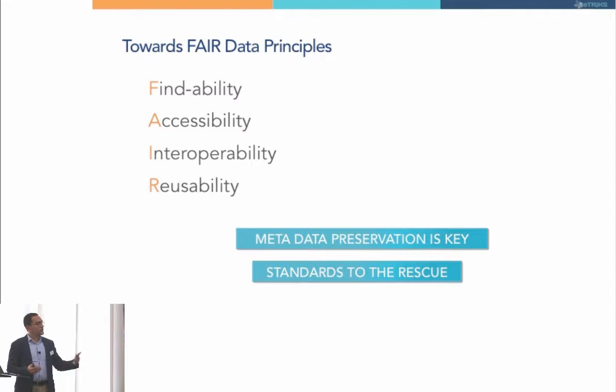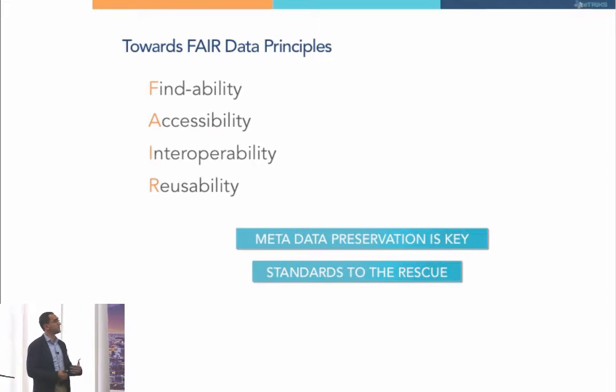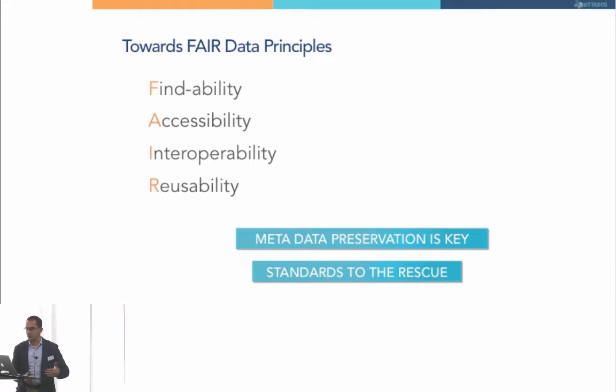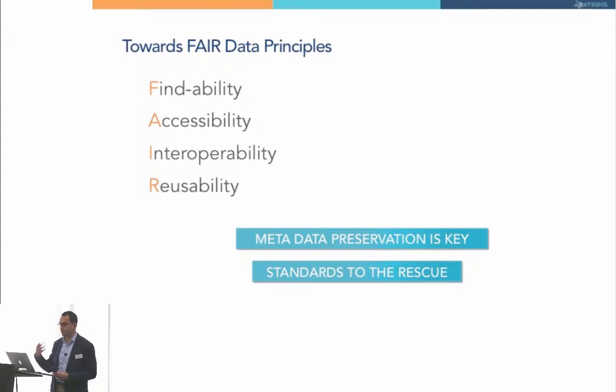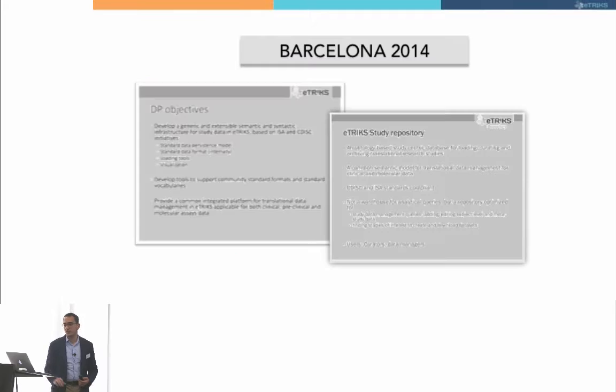So, obviously, fast forward to today, that all fits in with the same motivation, the same plans we're all working towards, that the data should be findable and cover all the different elements of the FAIR data principles. That converges onto the requirements we are still working towards today. If you want to do this, then metadata preservation is key, and the standards come to the rescue. That's how you start achieving consistency across the data.